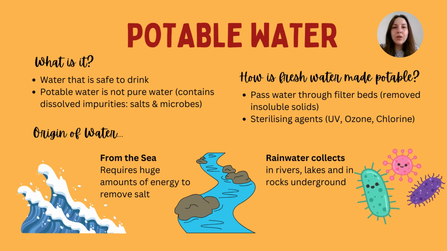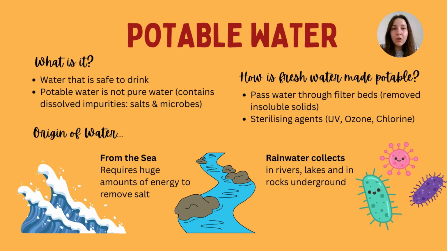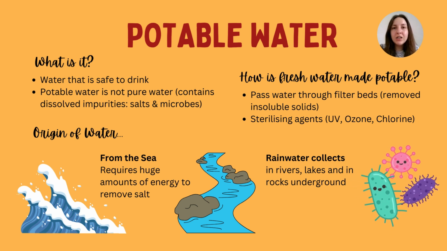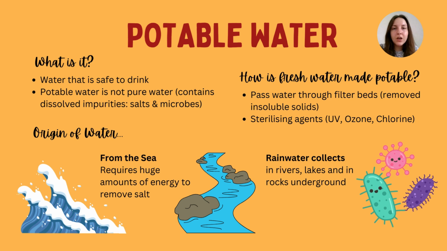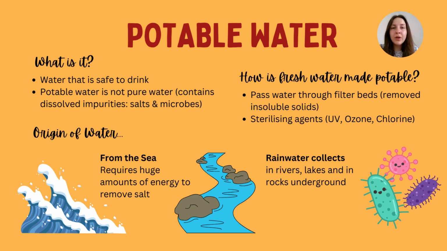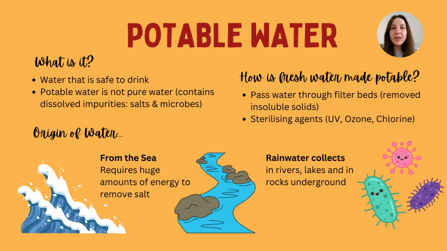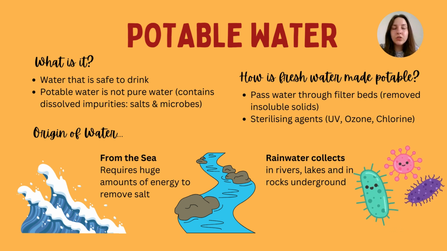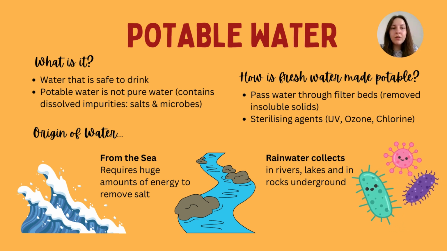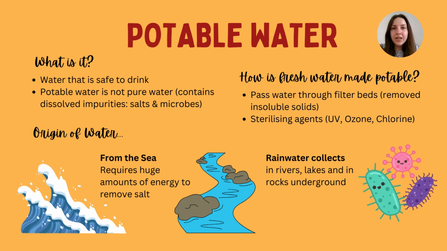So how is this done? Well, we can use a range of sterilizing agents such as chlorine, ozone, and UV. And you don't really need to know their mechanisms and how they work. You just need to know those key examples. Another way we can also make sure the water is potable from these places such as the rivers and lakes is to pass the water through some filters, and this will essentially remove any of the insoluble solids that could be in the water as well.